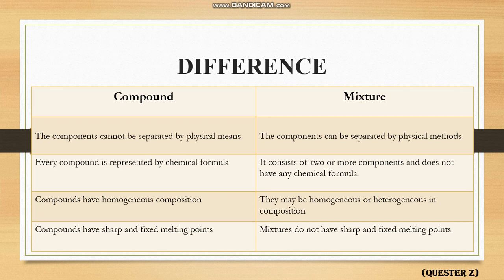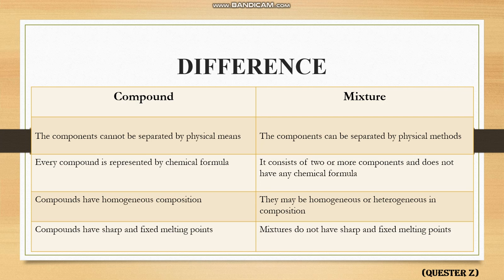Next one, every compound is represented by a chemical formula, like water, like NaCl. They have a chemical formula to represent a compound. In the case of a mixture, it consists of two or more components and does not have any chemical formula. For example, when we add salt in water, there is no formula.